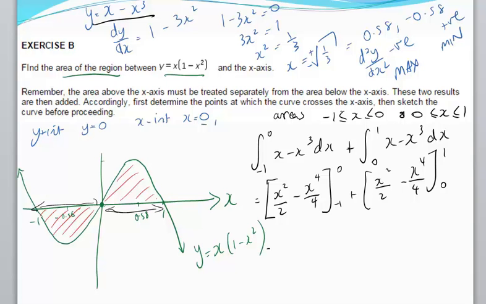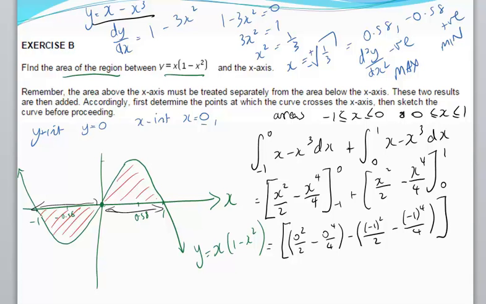So we can now substitute some of our numbers in here. For our first lot, we're going to have 0 squared divided by 2 minus 0 to the power of 4 divided by 4, minus minus 1 squared divided by 2 minus minus 1 to the power of 4 divided by 4. Here plus our second part, we're going to have 1 squared on 2 minus 1 to the power of 4 on 4, minus 0 squared on 2 minus 0 to the power of 4 on 4.